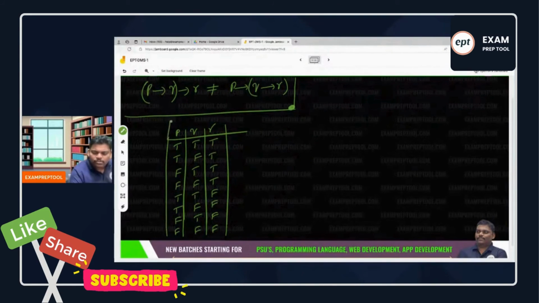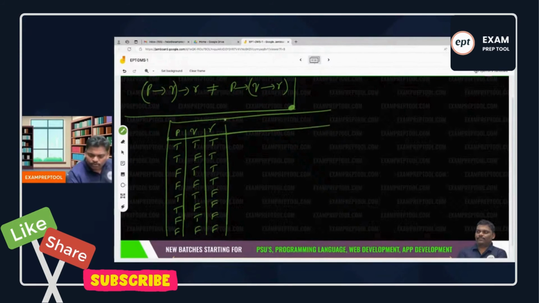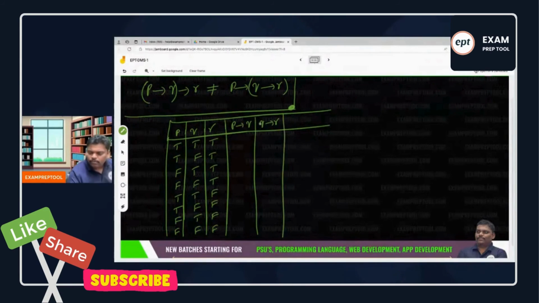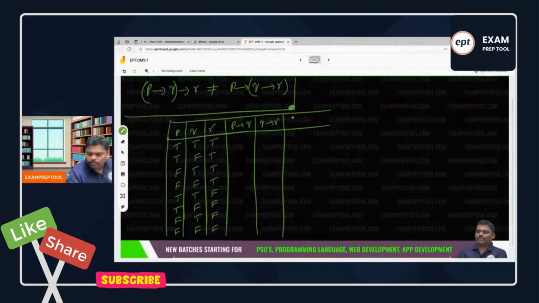Can you see this also? One more important thing I want to say to you. Yeah, see this one. P implies Q, find out. Q implies R, also find out.